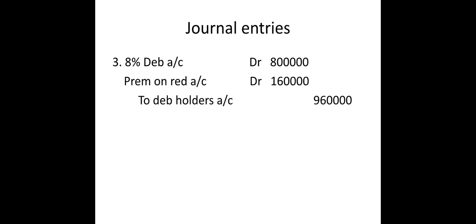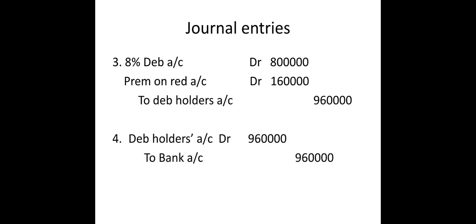8% debentures account debit 8 lakh, premium on redemption account debit 1 lakh 60,000, and to debenture holders 9 lakh 60,000. Okay, the total payment we are supposed to give is 9 lakh 60,000. And now the last entry, student, entry number 4. Simple, debenture holders account debit to bank. So we have finished this sum, student.